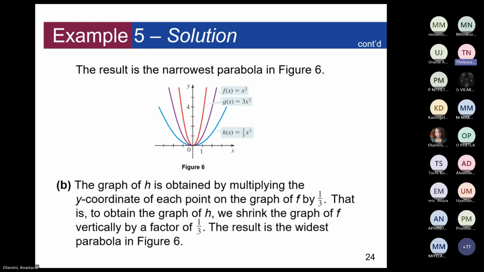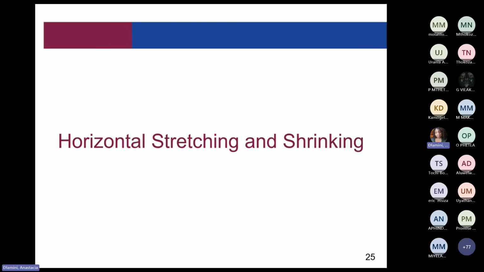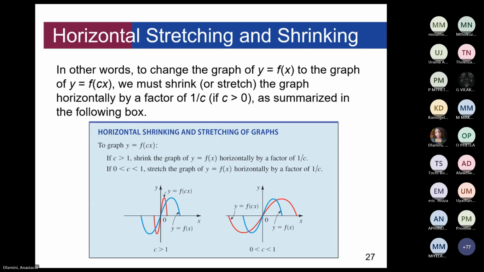Now let's say the graph of h is obtained by multiplying the y-coordinates of each point on the graph of f by 1/3. That is, to obtain the graph of h, we shrink the graph of f vertically by a factor of 1/3. The result is the widest parabola in figure 6. What did I do now?